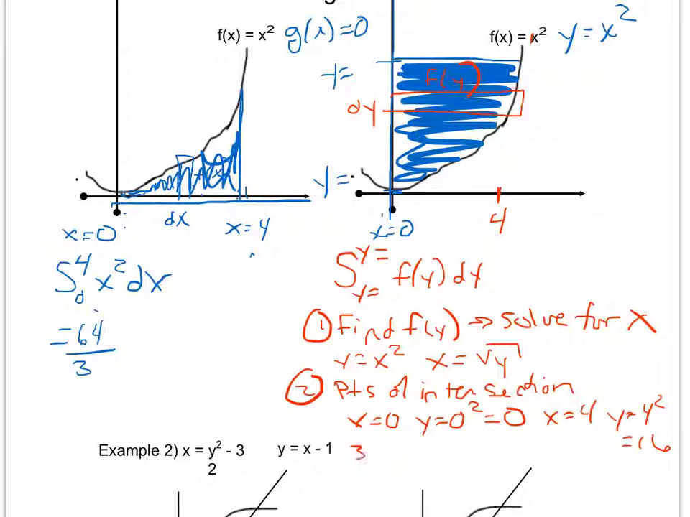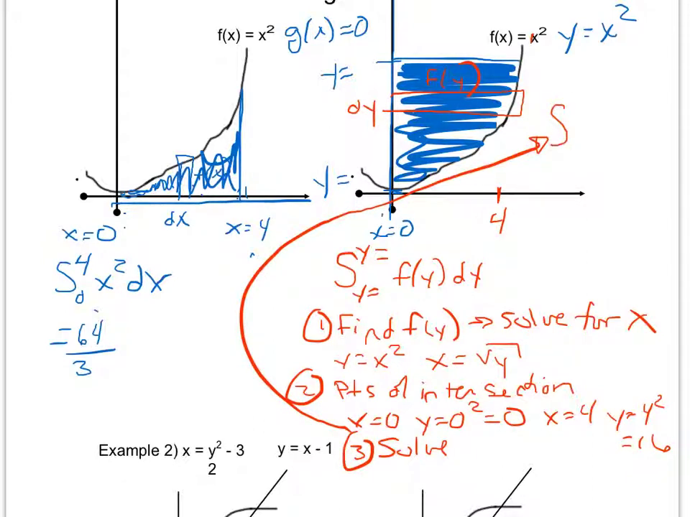And then for step 3, I'm going to solve. Setting up my integral to solve, I'm really out of room here, so I'm going to swing it way up here. My integral is going to go from y equals 0 up to y equals 16 of the square root of y dy. From here I can either integrate or put it into my calculator. If I put it into my calculator, I get 128 over 3.